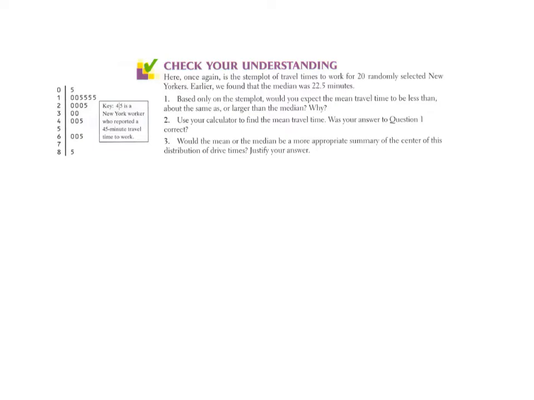So the first one, again, here we've got our stem plot for our 20 randomly selected New Yorkers. Remember, the median for them, when we looked at it earlier, was 22.5 minutes. So based only on the stem plot, so don't calculate the mean, would you expect the mean travel time to be less than, about the same, or larger than the median?